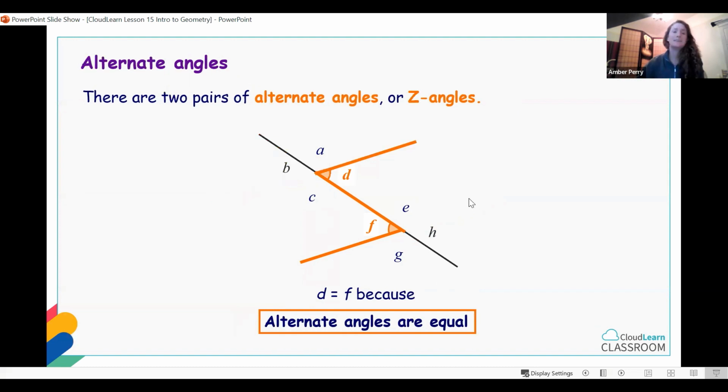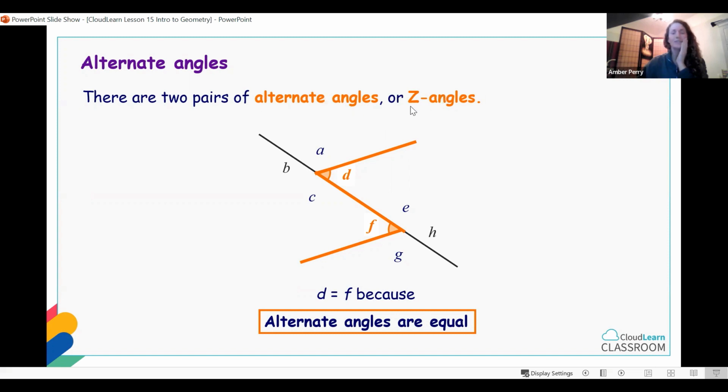Next one is alternate angles. And again, they make a Z shape, but they are actually called alternate. So you can remember sort of the A to Z, alternate to Z. But again, in your exam, make sure you write down alternate.